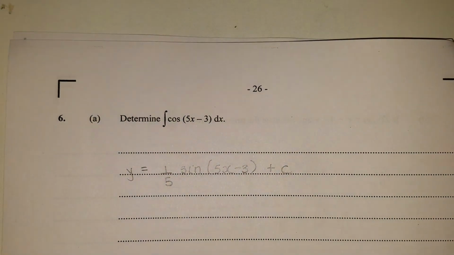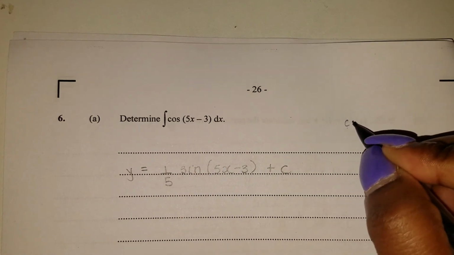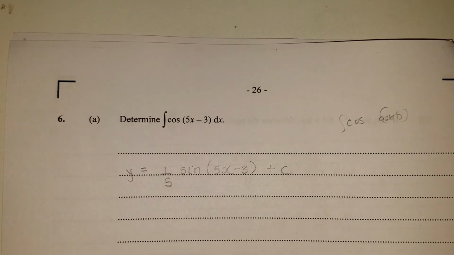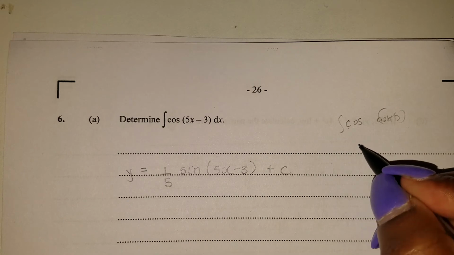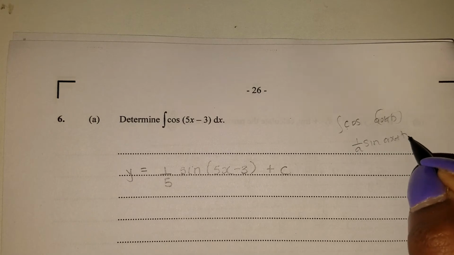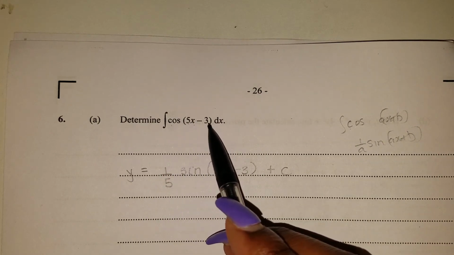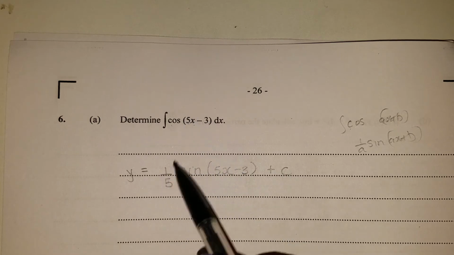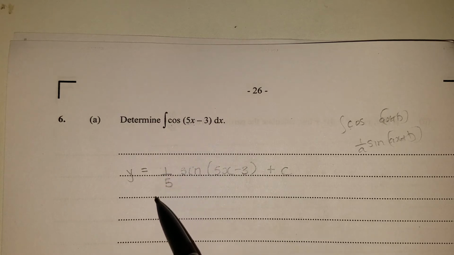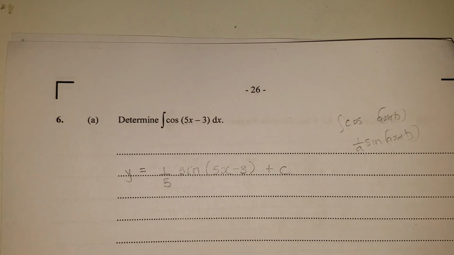For this question, we're integrating. So this is in the form integral of cos(ax + b). The rule is, if we integrate cos(ax + b), we'll get a positive 1 over a sin(ax + b). So therefore, the integral of cos(5x - 3) will be 1 over 5, because 5 here is the coefficient of x. So once more, 1 over 5 sin(5x - 3), and our plus c goes at the end.